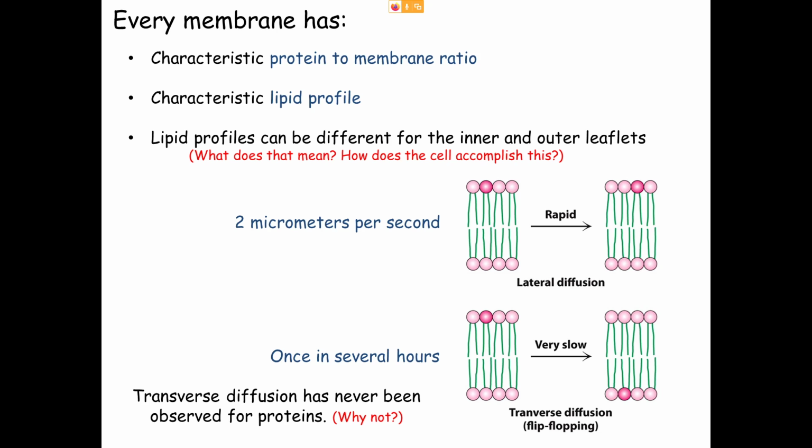But moving across on its own by diffusion is very, very rare. Whereas moving laterally happens all the time. They're always sliding past each other. This is what we mean by a fluid membrane. Proteins, however, the ones that are embedded in the membrane, never flip over. They don't have transverse diffusion.